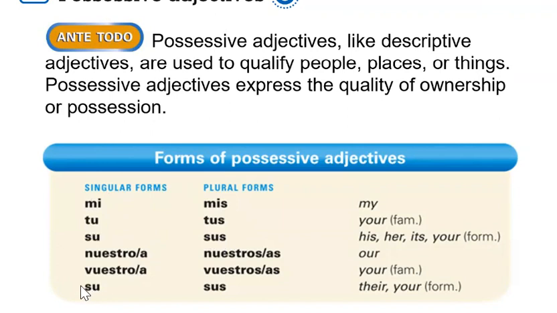And we also had that with the third person plural, whoever, their house, su casa, or if it's something plural, sus libros, their books. We had the two forms, singular form and plural form.